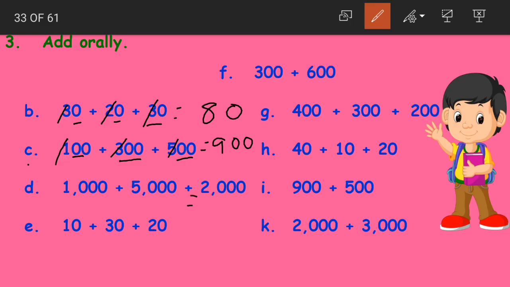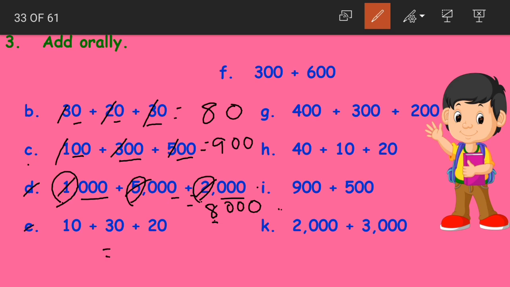Now coming to the question number D. We are having 3 zeros in each. So I will put 3 zeros here. 5 plus 1 becomes 6. 6 plus 2 becomes 8. 8000. Again children, why are we putting this 8 before zeros, not after zeros? Because in the question the numbers are before zeros.